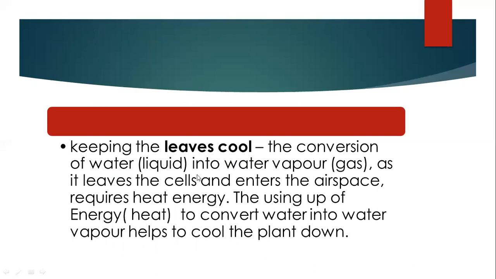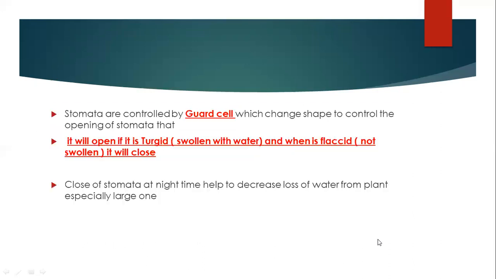Through the conversion of water into water vapor, because as we discussed, that water will be converted into water vapor as it leaves the cell and enters the air spaces, which requires heat energy. This loss of heat energy, using up energy to convert water into water vapor, helps to cool the plant down. The conversion of water from one form, the liquid form, into the gas form, which is the water vapor, will require energy. This loss of energy will cool down the plant. Okay.